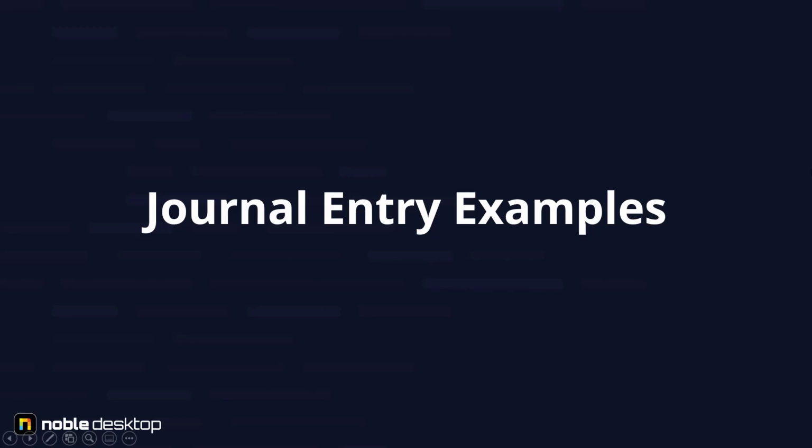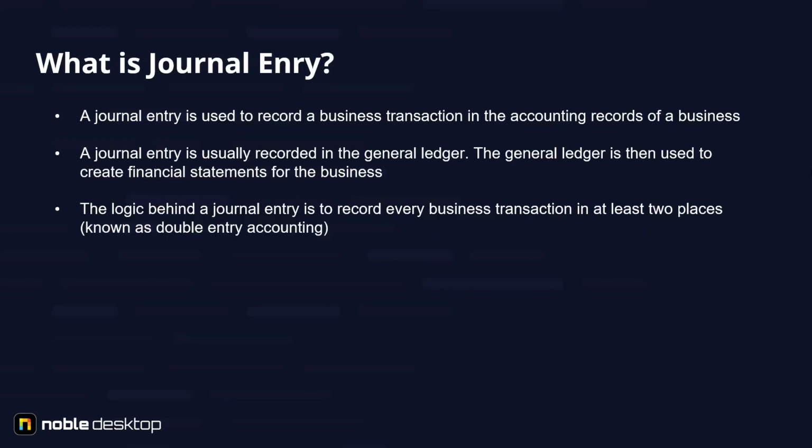In this video, we're going to talk about journal entry, and I'll give you some examples for that. A journal entry is used to record a business transaction in the accounting records of a business. A journal entry is usually recorded in the general ledger. The general ledger is then used to create financial statements for the business.